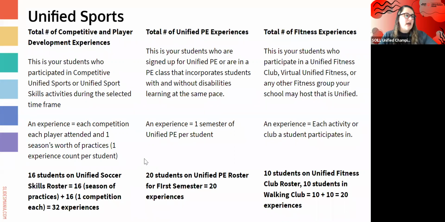Okay, so the way that it'll add up, you have 16 kids on your roster and 1 competition each. So you've got 16 plus 16 equals 32 experiences for the semester. Now, in a normal year, we've got unified soccer, bocce, and basketball all taking place first semester. So you're going to include all 3 of those rosters, all 3 of those competitions if they happen. So basketball competitions would be counted in the next report, and any state competitions that they may advance to within that time frame.